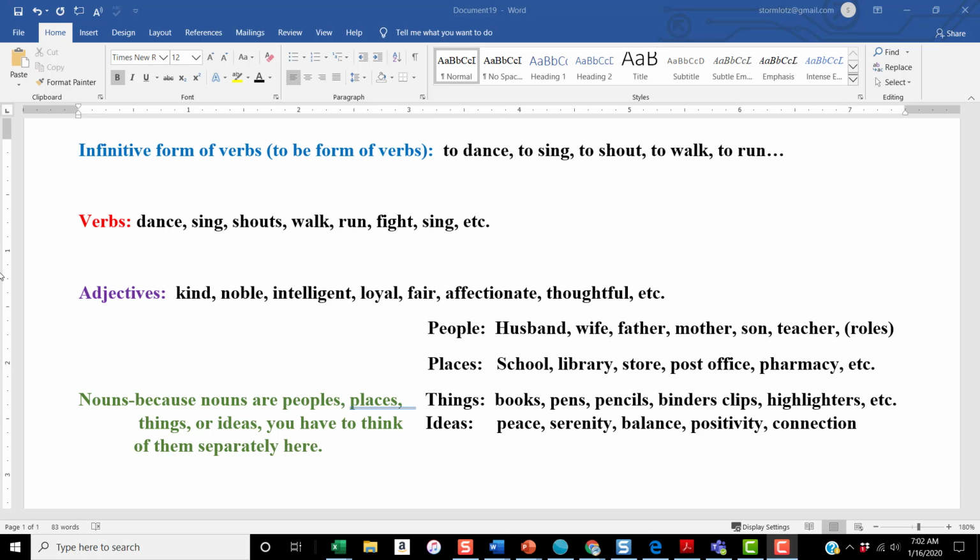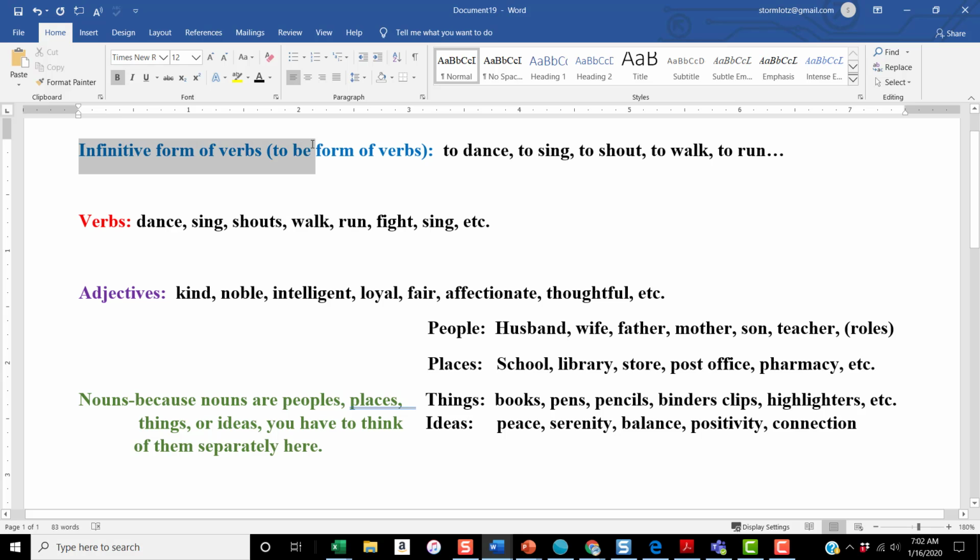What I mean by that is there are different kinds of verbs. So there's an infinitive form of a verb, and don't get intimidated by the language here. All it means is a to be form of a verb. So when we put to in front of a verb, that's an infinitive form of a verb. So to dance, to sing, to shout, to walk, to run.